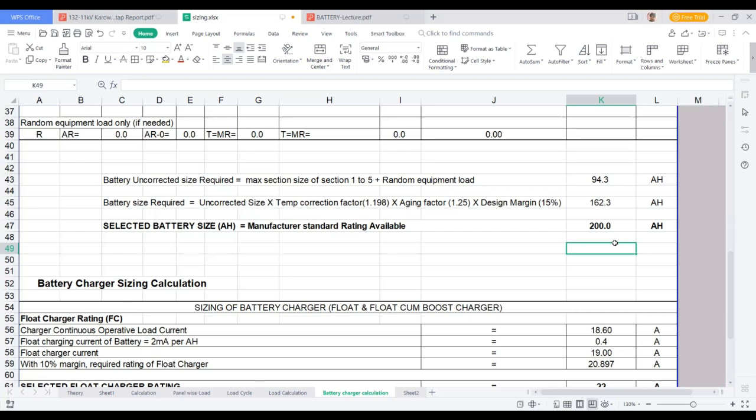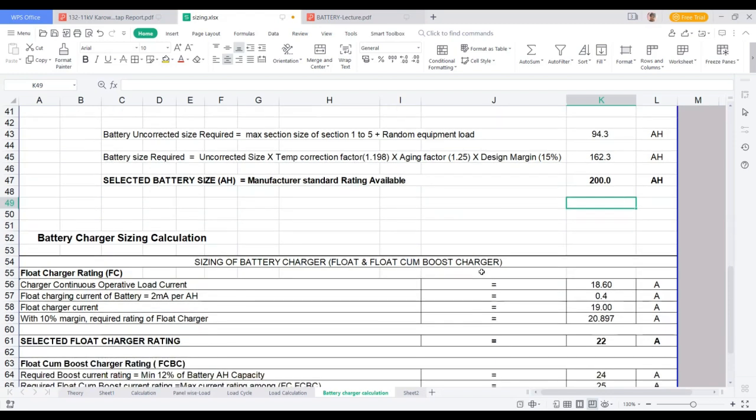When you're done with this battery bank, the next step, the sizing of the battery charger, is very simple. As I said before at the start of this sheet, we have two chargers. One is a float charger, the other one is a boost charger. Float charging is a kind of trickle charging to keep my battery in the charged mode, continuously charging.